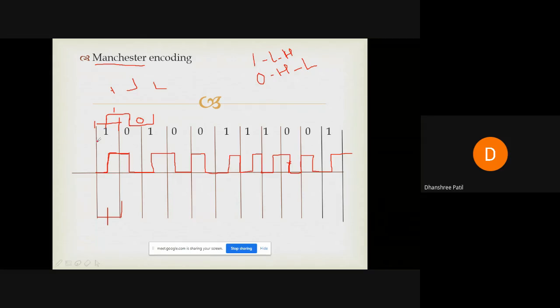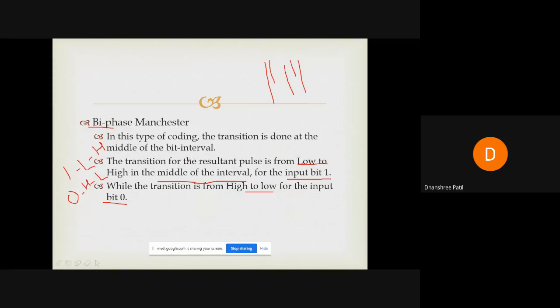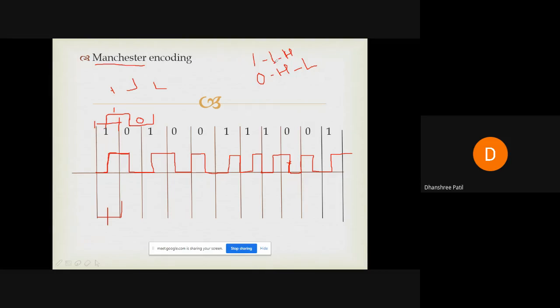Okay. So let's see. One represents what? It is low to high. Yeah, it is given here. 1 represents low to high and 0 represents high to low. So see here. 1 represents low to high. So my signal will go up to this for 1. Here my first 1 has ended.